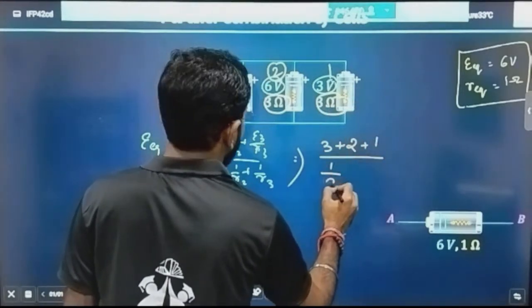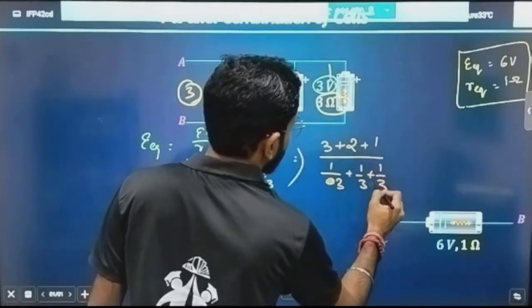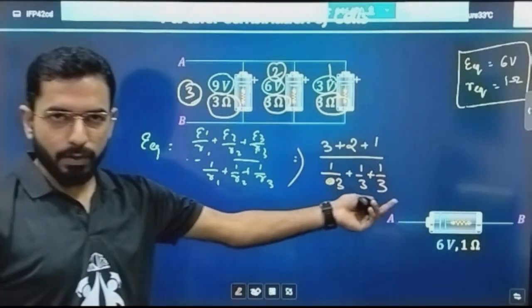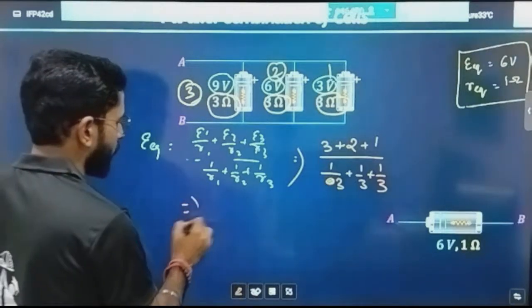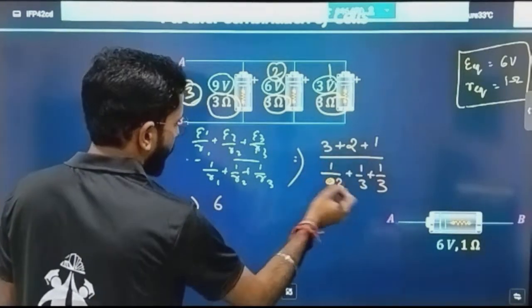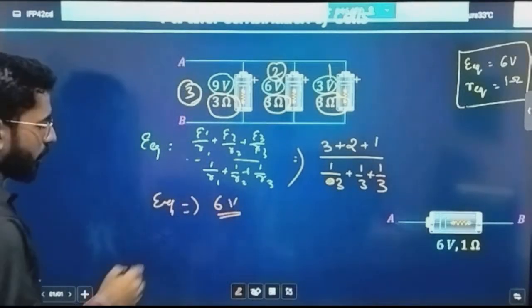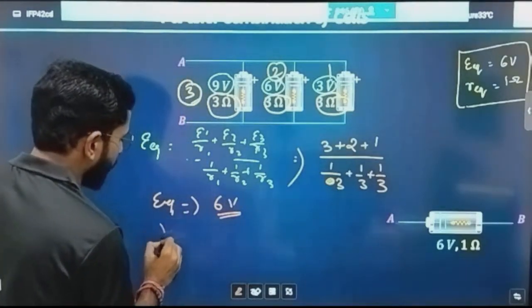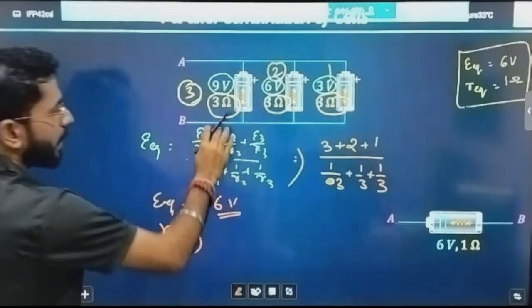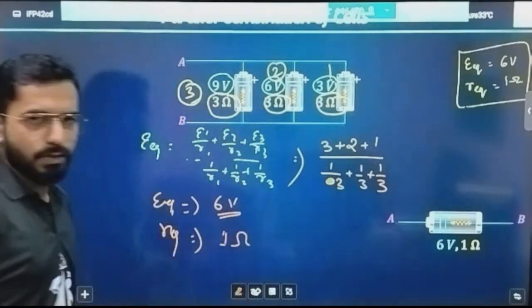Divided by 1 by 3 plus 1 by 3 plus 1 by 3. Eventually it is going to become equal to 1. That means what is the effective EMF that is going to come? 3 plus 2 plus 1, that is 6, divided by 1, that means 6 volt is the effective EMF. And what I will ask you, what is the R equivalent? For R equivalent, you will say 3, 3, 3 in parallel, that means effective resistance is very easy, it is going to be 1 ohm.